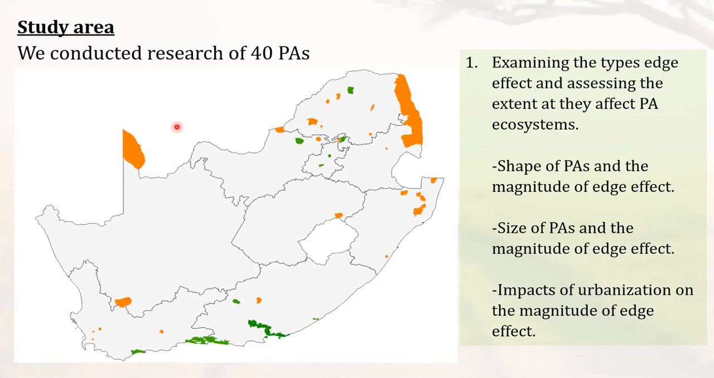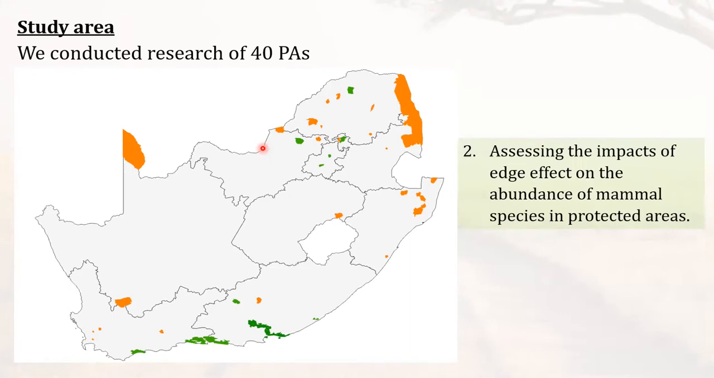We carried out research on 40 protected areas, as seen on the map. The protected areas in orange are those in rural or remote areas. As we can see, Kalahari and Kruger stand out. The protected areas in green are those found in places surrounded by suburbs, villages, and towns. Our second objective was to see, after studying these effects, whether they have any impact on the abundance of mammal species in terms of distribution around the protected area. That's our second section, as we shall see.